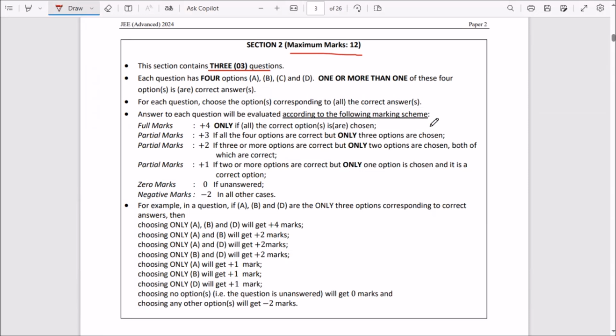You will get plus 4 only if all the correct options are chosen. You will get plus 3 if all 4 options are correct but only 3 options are chosen. You will get plus 2 if 3 or more options are correct but only 2 options are chosen, both of which are correct. Plus 1 if 2 or more options are correct but only one option is chosen and it is a correct option. You will not get any marks if you do not attempt these questions. However, there will be minus 2 in all other cases. That means if you choose any wrong answer, you are going to get minus 2 marks.